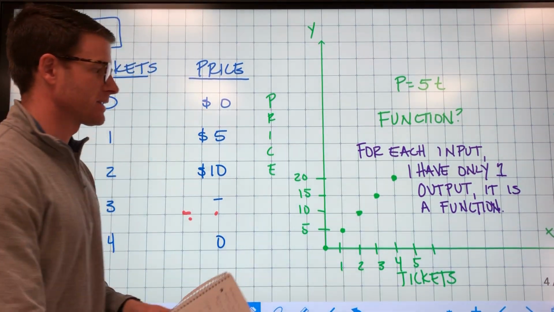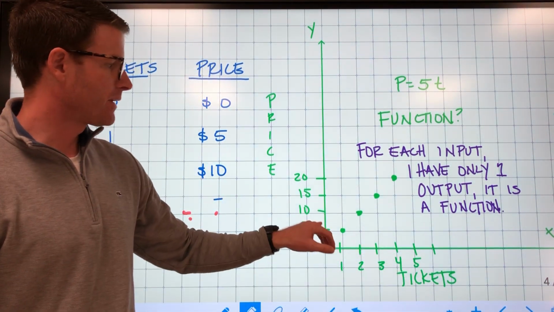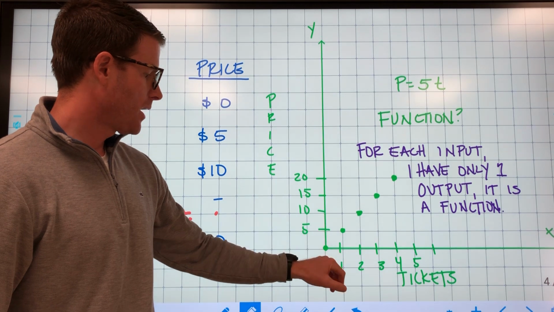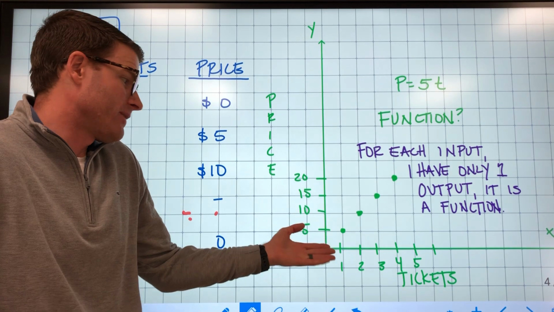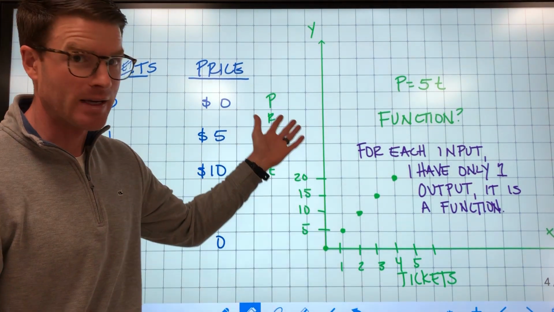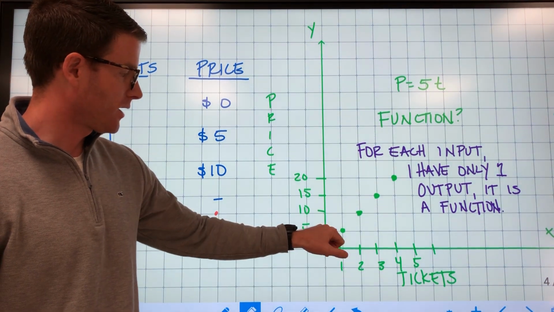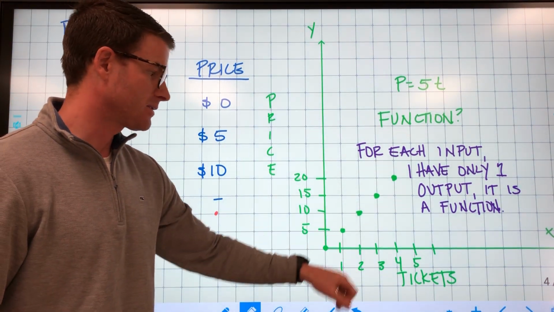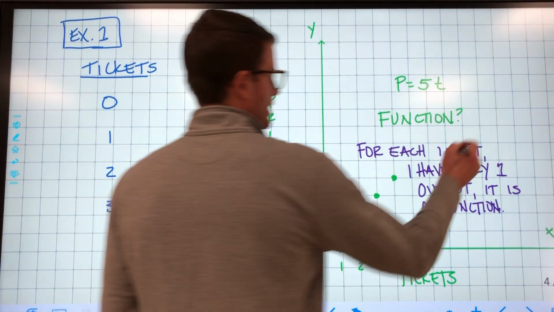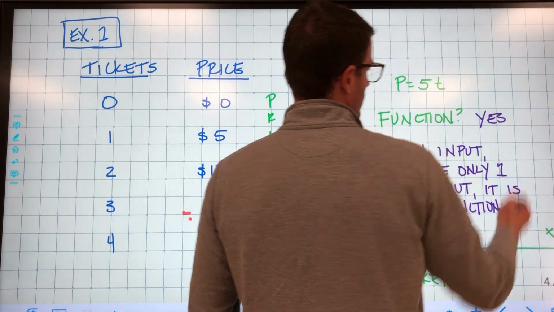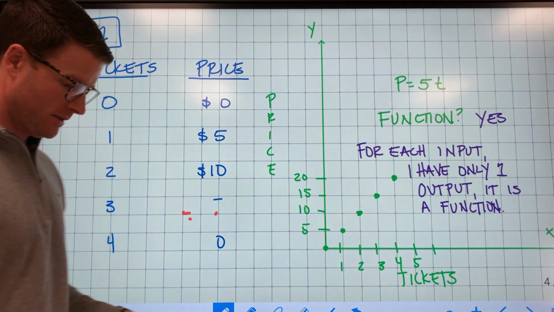So as we look back to this example, for each input, 1, 2, 3, 4, or 5, there is only one output. I'm never going to buy one ticket and have it cost me, sometime $5, sometime $50. That's not happening here, right? Every time I buy one ticket, it costs $5. 2 tickets, $10, right? So then, therefore, I have a function. So yes is the answer to this first example. And that introduces the one input, one output function idea, all right?